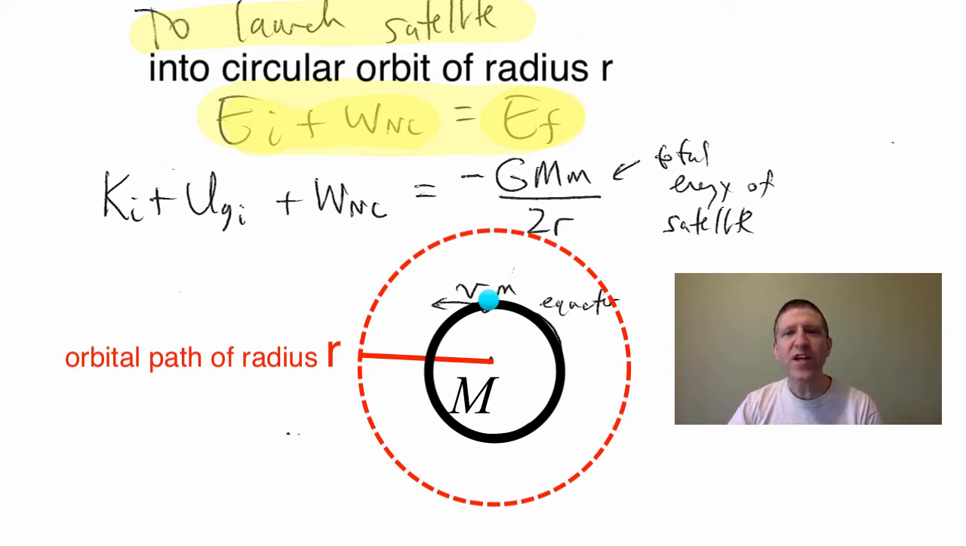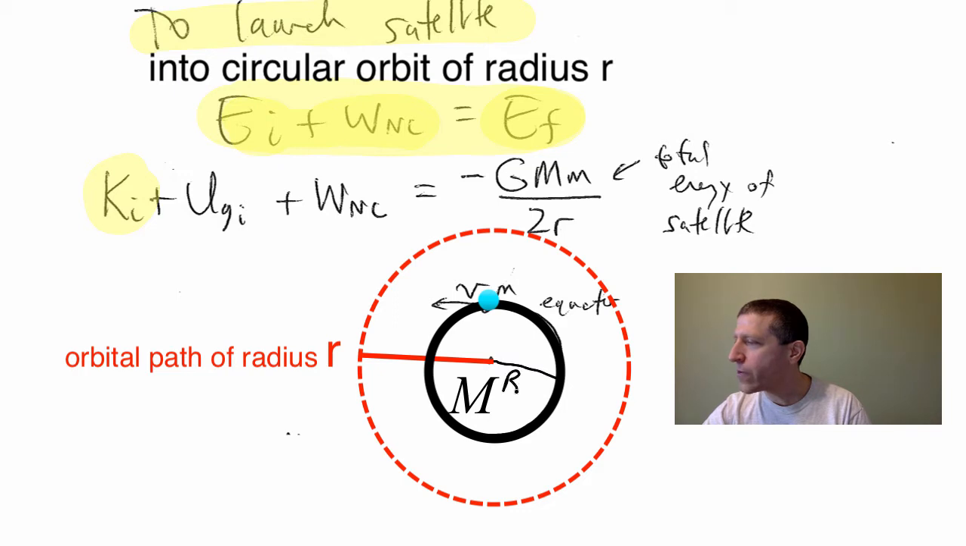Now, when you're launching a satellite, how much and what form of energy does it start with? You may say, oh, it starts at rest. It doesn't start at rest. Why not? Because in our universal view, this, by the way, is the Earth. This is the radius of the Earth here.